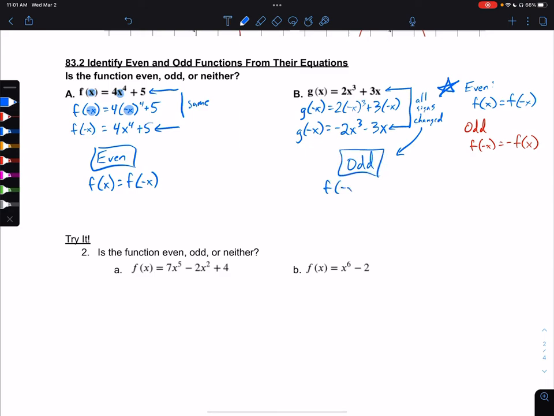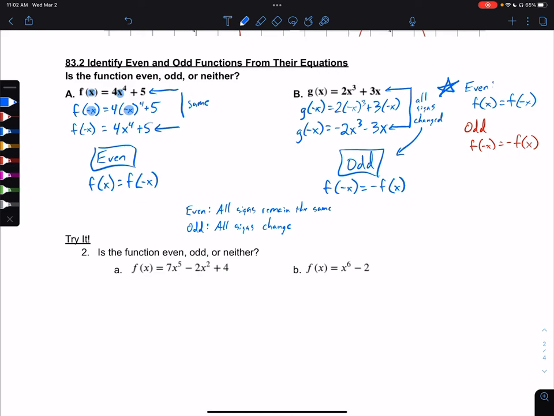And the justification is that f of negative x is equal to negative f of x. Again, that's the reasoning, the proof, the justification, however you want to phrase that. What you want to keep in mind, for it to be even, all signs remain the same. For it to be odd, all signs change. Odd has to be every single sign has to change, not just some of them, not just one of them. Every term has to have its sign change for it to be an odd function. And for it to be even, everything must remain the same.